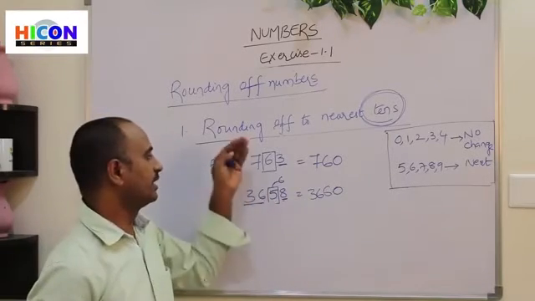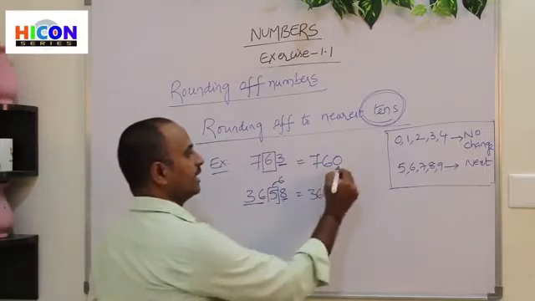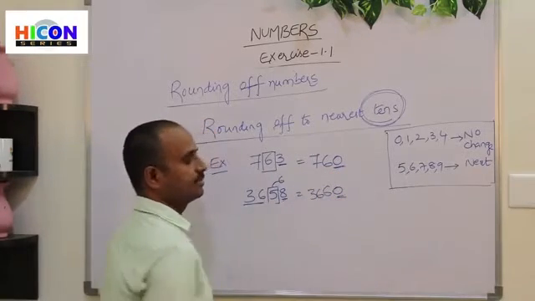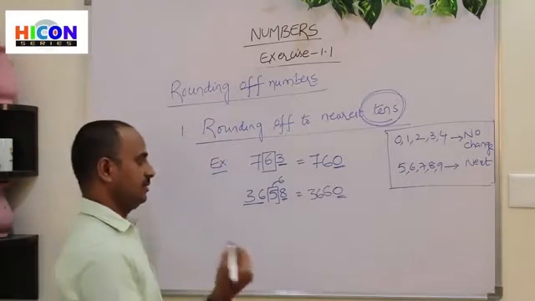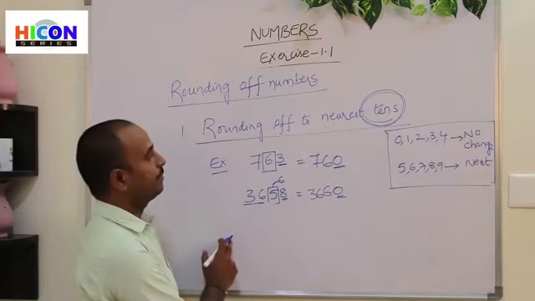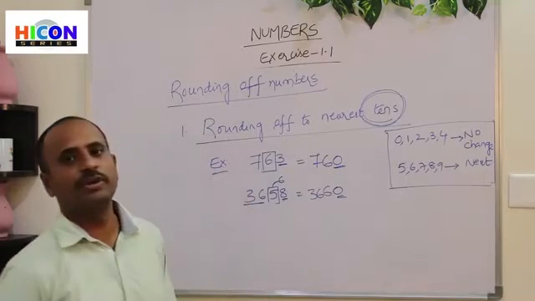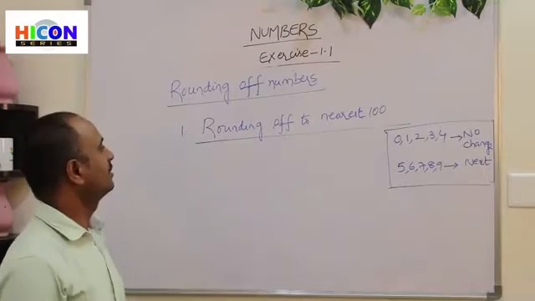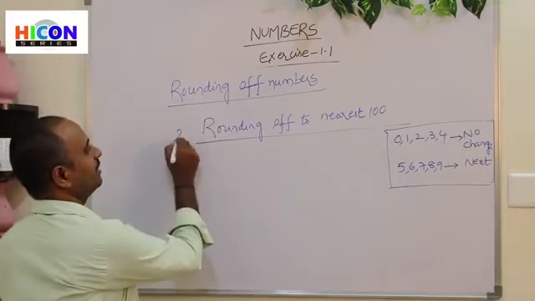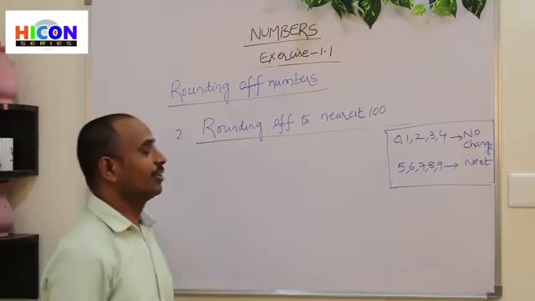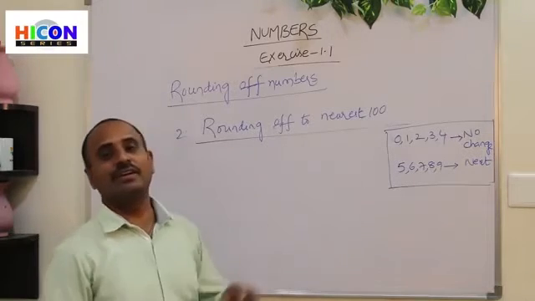If you round off the given number to the next tens, we will get 0 in the answer. So children, this is the process of how to round off the given number to the nearest tens. Next, round off the given number to the nearest 100. How can we round off the given number to the nearest 100?